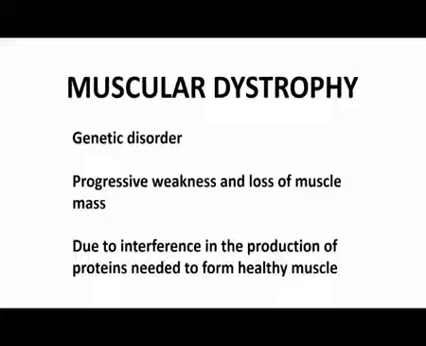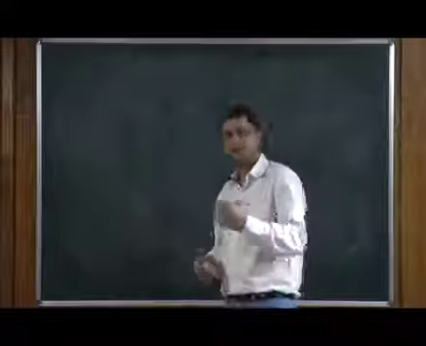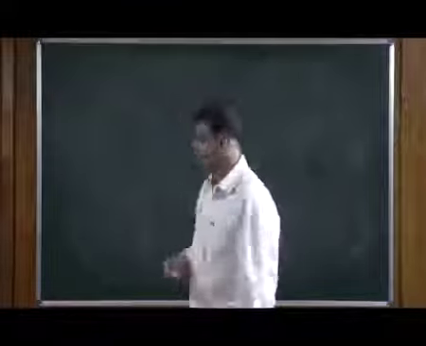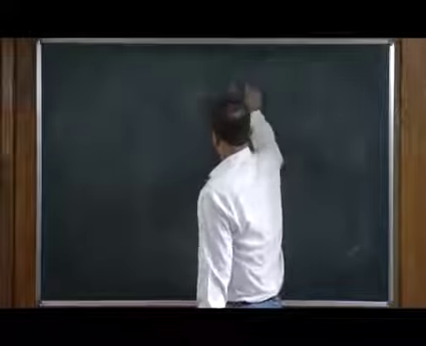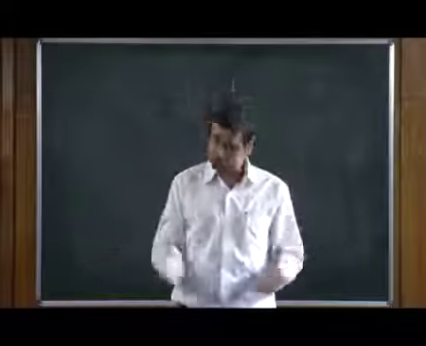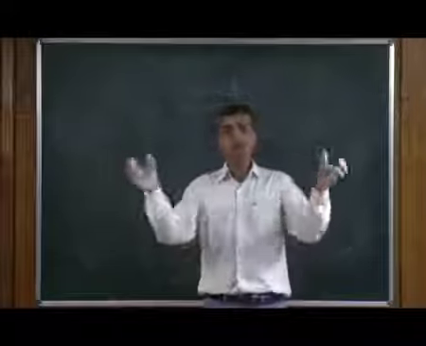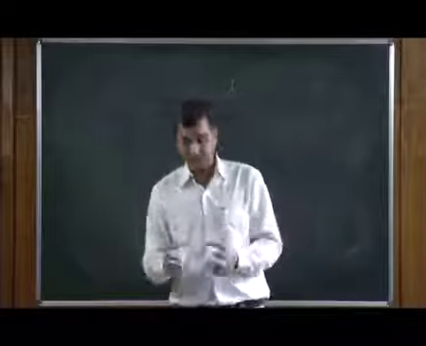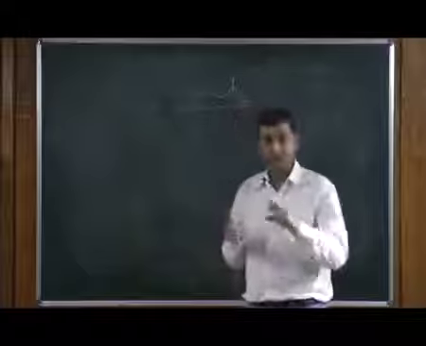Again, it is a genetic disorder called muscular dystrophy. Muscular dystrophy is progressive weakness and loss of muscle mass, and it happens because of interference in the production of a protein which is required to produce healthy muscle. This is a disease condition which is genetically controlled. Genetic means there is some problem coming from the gene side. We know that inside the cell we have chromosomes, and in the chromosomes we have genes.